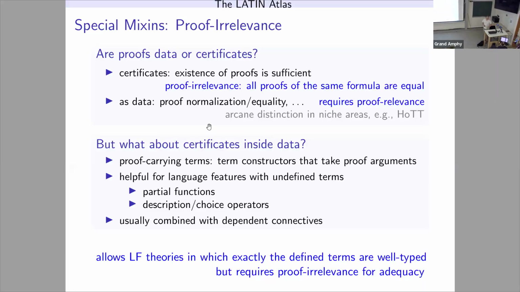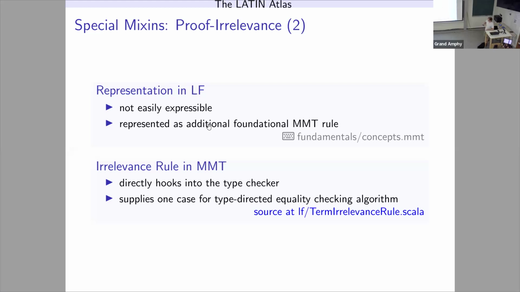So, how can we represent proof irrelevance in LF? We could have an equality predicate on proofs, but then we have to carry that through all the time. That gets quite annoying. So in MMT, I can write one extension of LF where I'm once and for all quotienting out all the proofs.